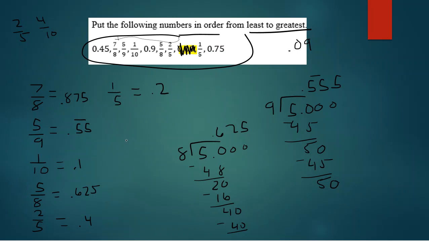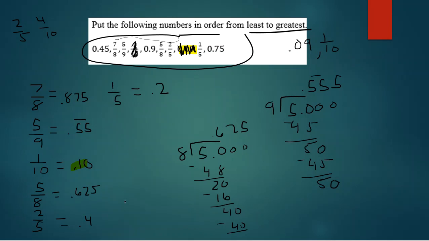Okay, now the next smallest, I think, is probably going to be this one right here, the 1/10. I don't see any that are smaller than 1/10. So money-wise, that would be like 10 cents. Okay, so 1/10. And then let's just mark that one off.